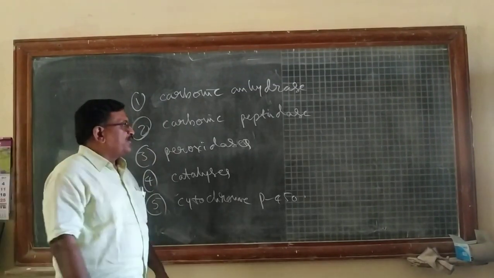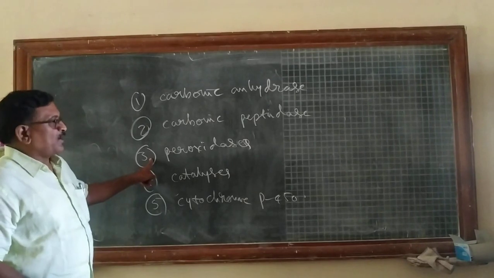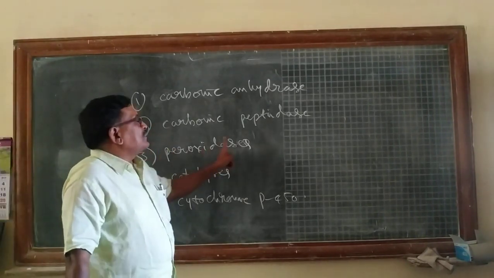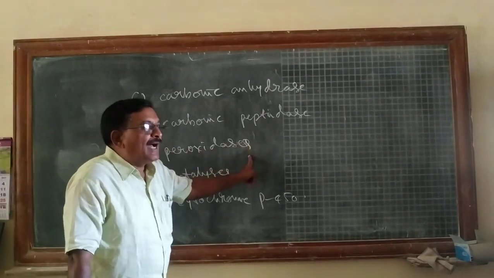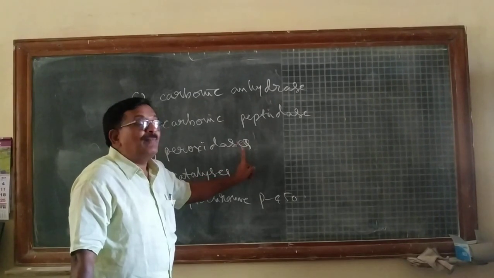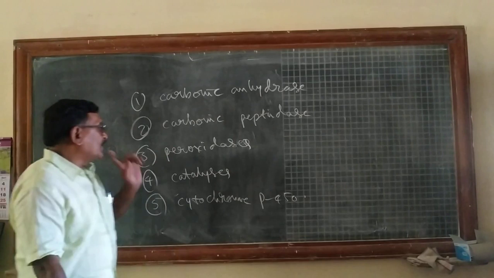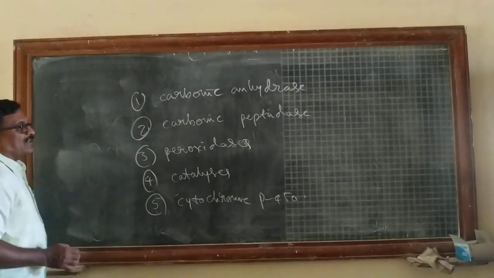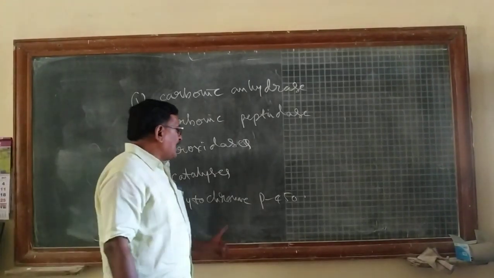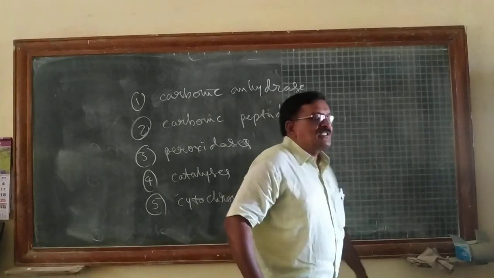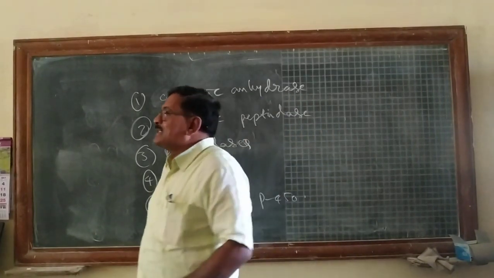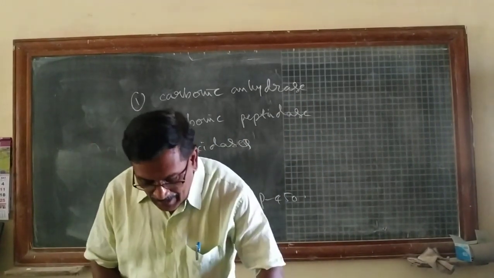The third one is the peroxidases. The peroxidases are also metalloenzymes. They contain the iron metal. Then the fourth one is the catalases. They also contain the metal iron. And the last one, cytochrome P450, also contains the iron metal.